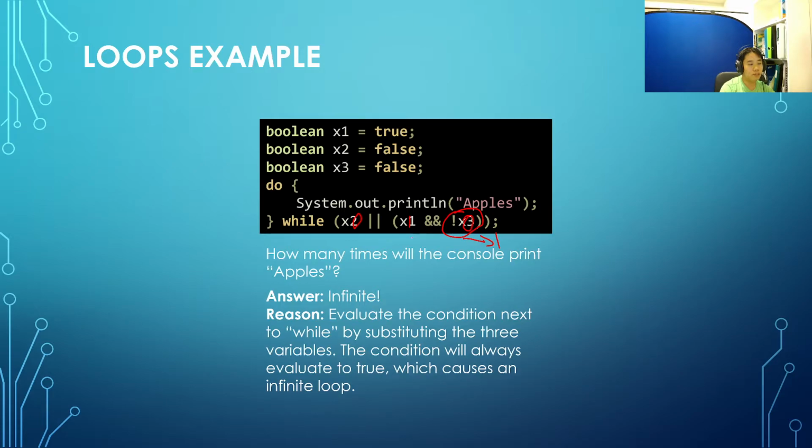So first we evaluate the AND, which is 1, and we're gonna do an OR operation between 0 and 1. So 0 or 1 is 1. So pretty much this will always be true. So that's why we're gonna print infinite apples. Apples for years, am I right?